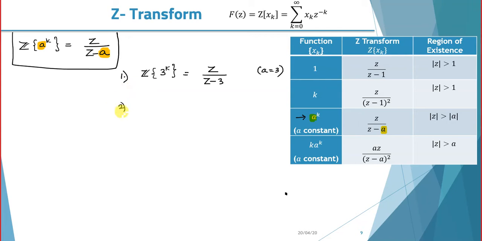Similarly, if I make it Z transform of (-3) power k, see, this minus sign is with the power k. It's changing. So it will be z over, what is the value of a here? Minus 3. So when you put it here, z over minus 3, so it will become z over z plus 3. You can do it direct.